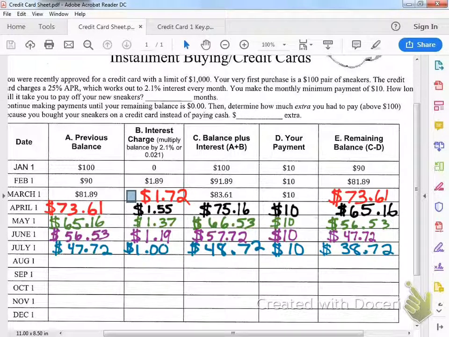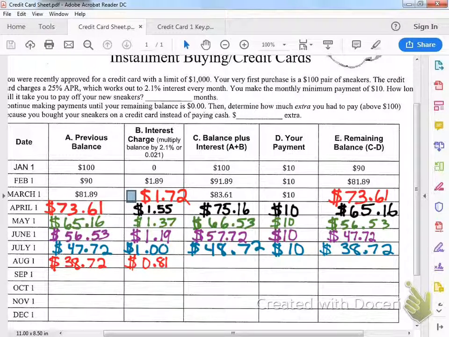All right, so August 1st rolls around, and you're starting with a balance of $38.72. What's your interest charge this month? So 38.72 times 2.1%, what do you get? 0.813. So we'll just round that to 81 cents.